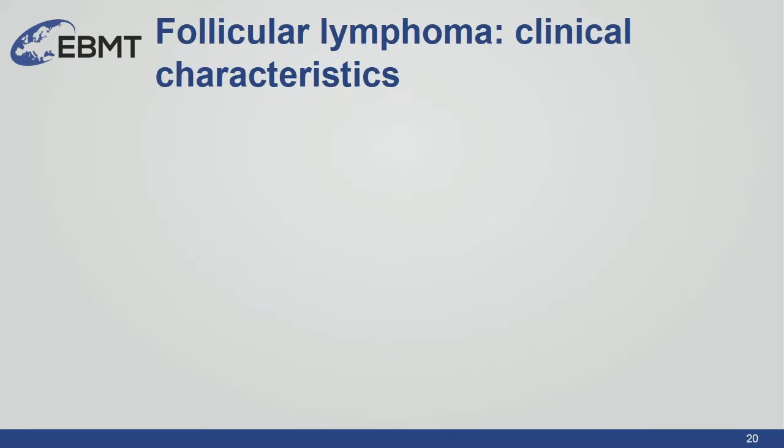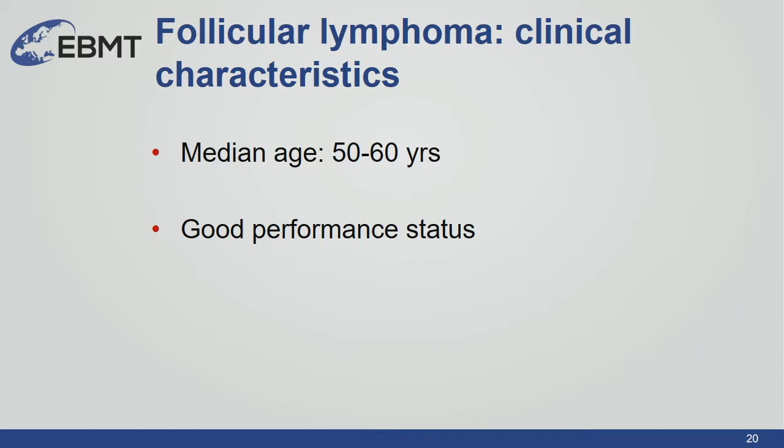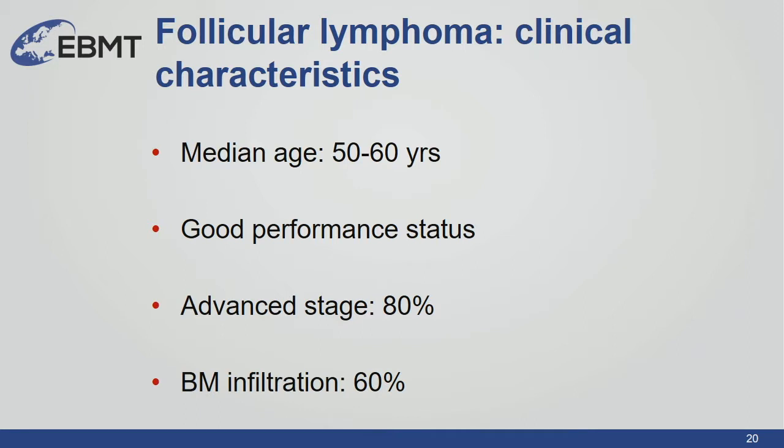Follicular lymphoma, as I mentioned, is the second most frequent type of non-Hodgkin lymphoma, and it's a very different disease. It's what we call an indolent lymphoma, so it grows very slowly, and it can be present for a long time without causing any significant trouble. It's also a disease of middle age. The median age at diagnosis is between 50 and 60 years. The majority of the patients present with good performance status, in spite of the fact that in the majority of the cases, the disease is advanced at diagnosis, and in the majority of the cases with bone marrow involvement.